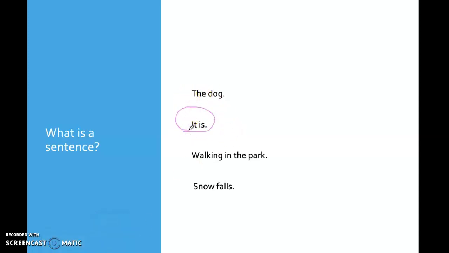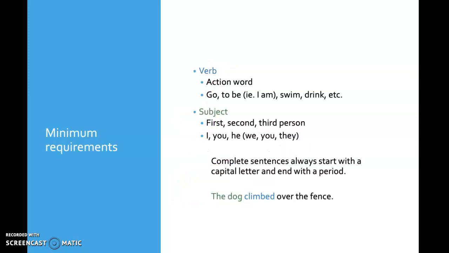It is, the subject is it, the verb is. Snow falls, the subject is snow. What is it doing? It's falling. The dog is just a subject. Walking in the park, just a predicate. We need to have both in order to have a complete sentence.